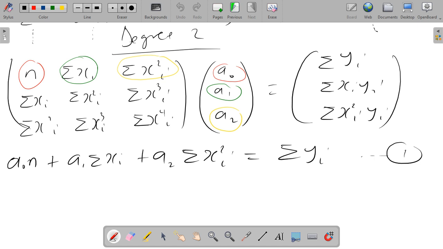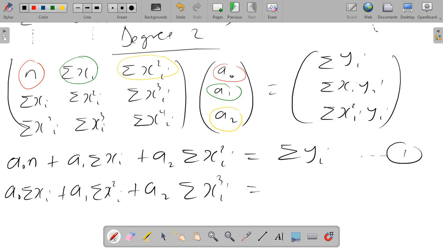This will multiply the first one to have what? A naught summation xi. This one multiplies this one to have what? A1 summation x squared i. Then finally the third one multiplies this to have what? A2 summation x cube i is equal to the right hand side, summation xi yi.